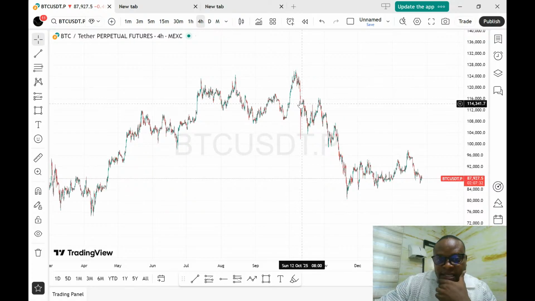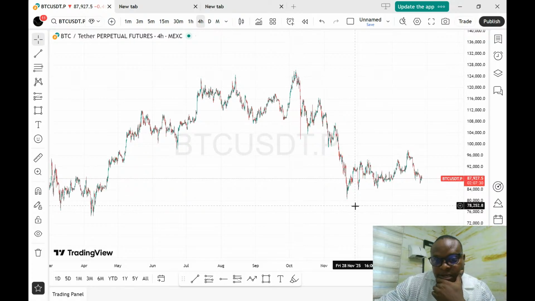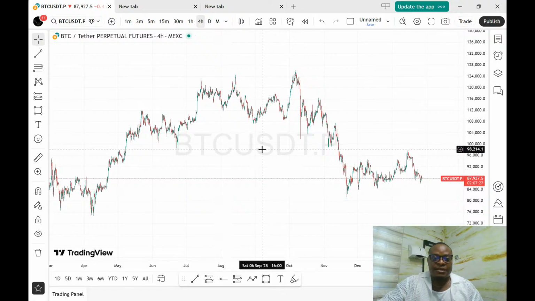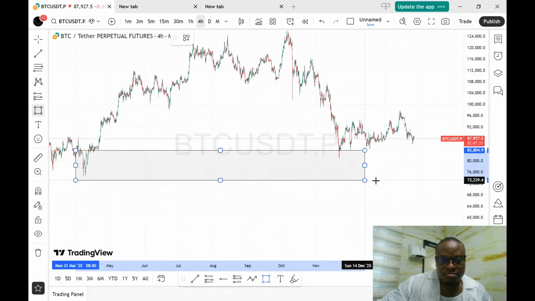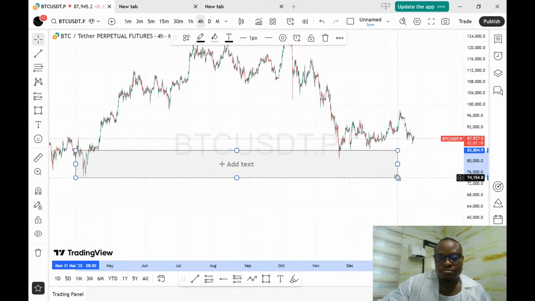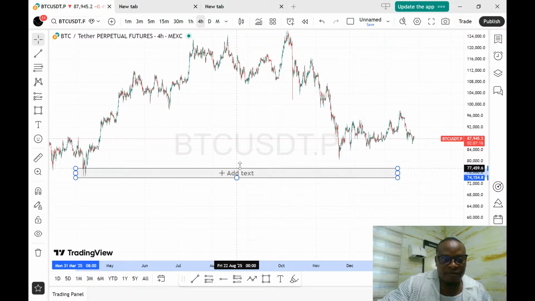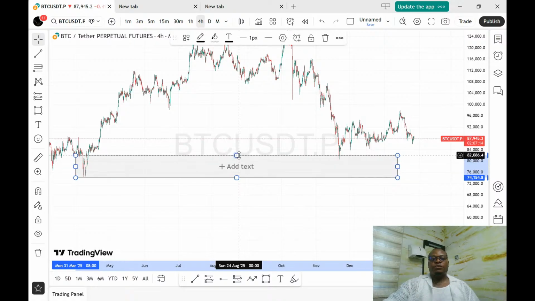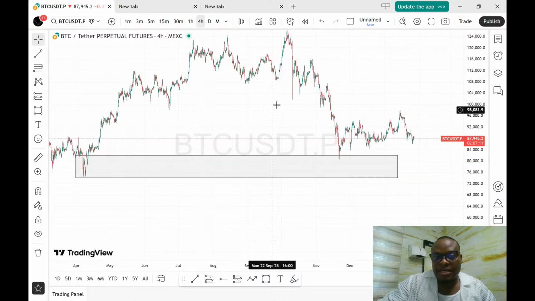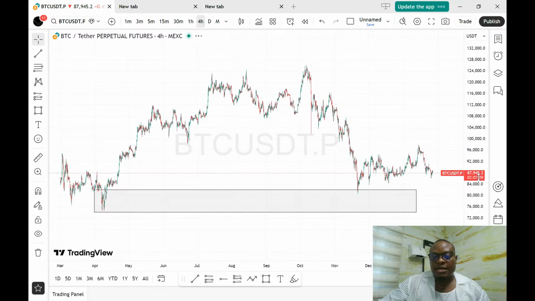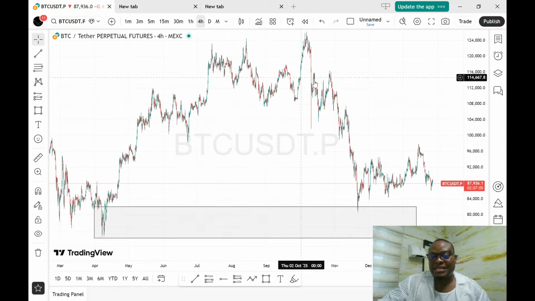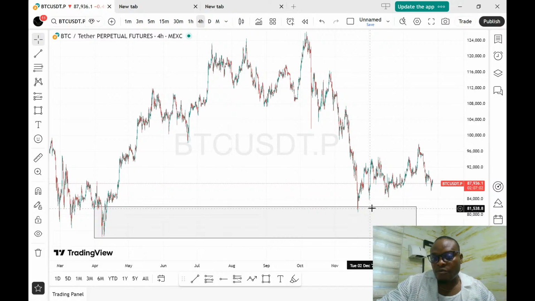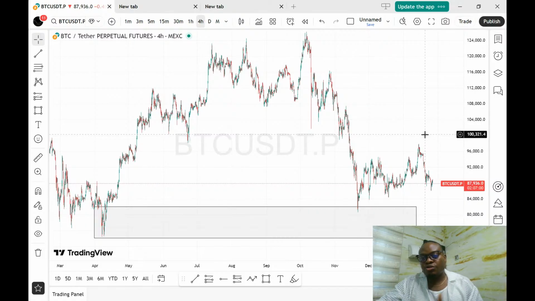Now currently you can see this pullback from this place to this place. So if I was to buy BTC, I will buy BTC from this zone here, because this was my order block. You can see how it did a pullback, then retraced down and tapped into my order block for a buy, a continuation of the trend.